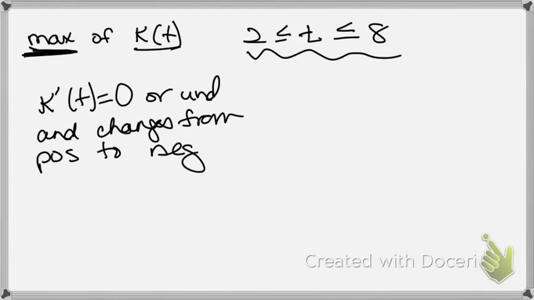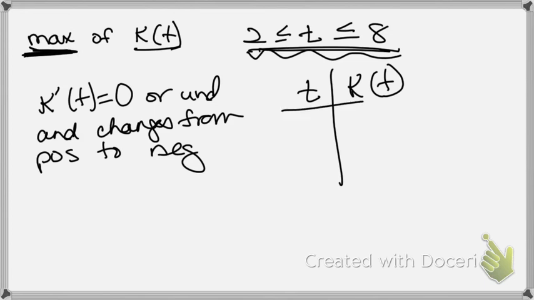But the more important part is, because it's a closed interval, as soon as it says max on a closed interval, you're going to write T, K of T, end points. This is going to get you more points, okay? Make sure you show that table. That's how you justify a maximum or a minimum on a closed interval.